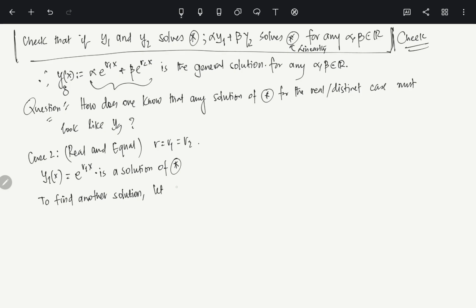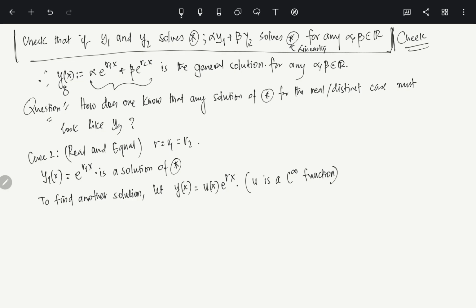Let us define a new function y of x as u of x times e power r x, where r is r1 or r2, whatever you want to call it. Now, this u is a smooth function, a C infinity function, that is, an infinitely differentiable function, and we will assume that. So we are trying to find a C infinity function u such that y of x given by u of x times e power r x will also satisfy star. And what is r? r is r1 or r2.